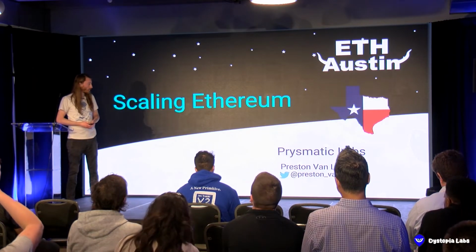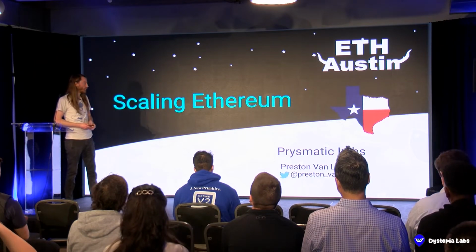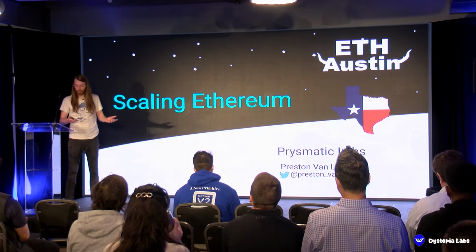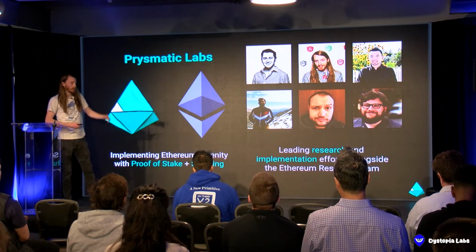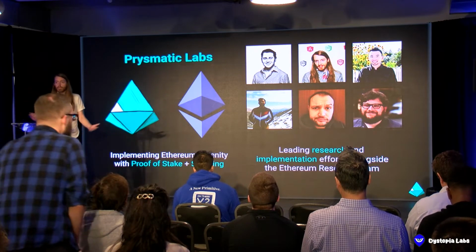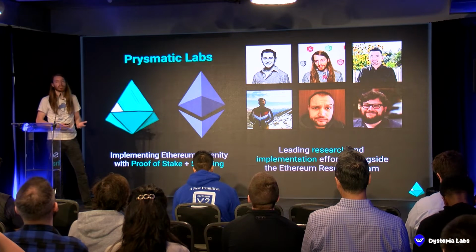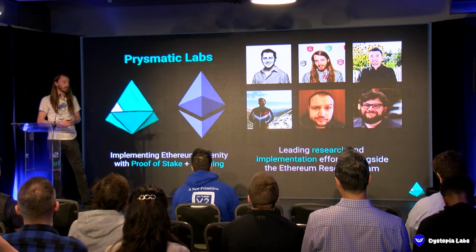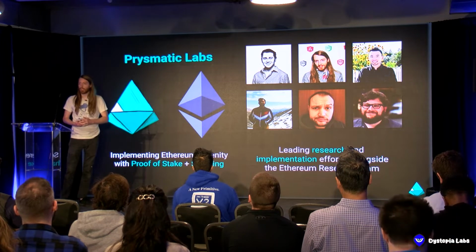I'm Preston from Prismatic Labs, one of the founders of the organization. We're an independent team. Let's see how to use this. We're at least 6 people. I think we're 12 now. I can fit everyone on this slide. We've got hundreds of open source contributors. We're really focused on trying to make Ethereum scale, and that is through proof of stake and sharding.